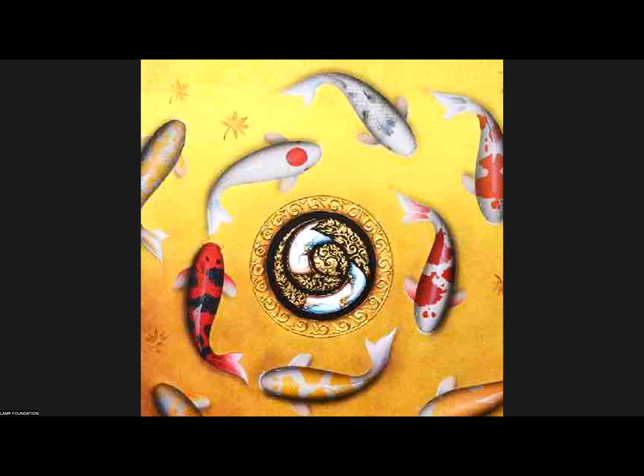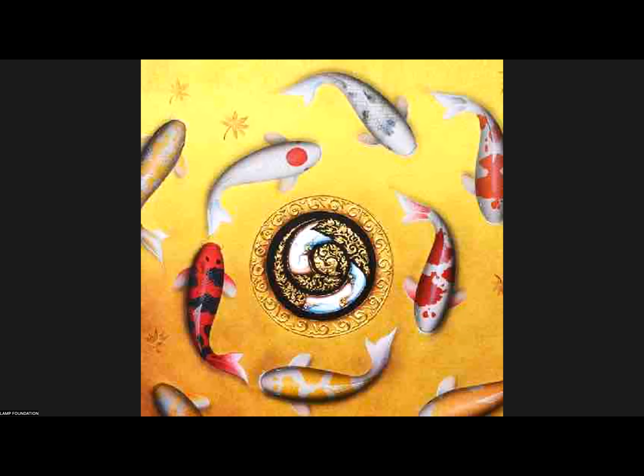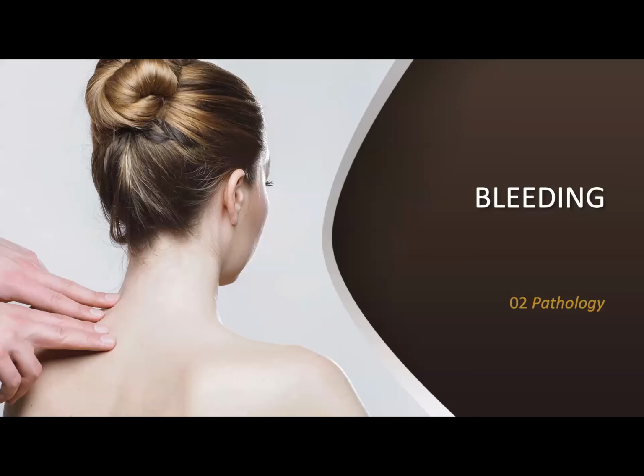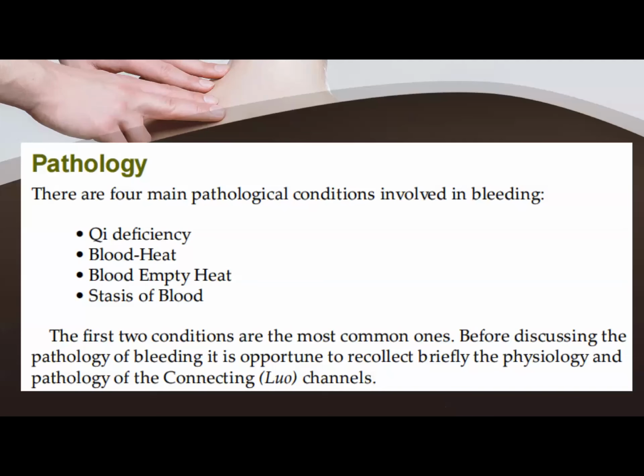We now go to the last presentation. It's about bleeding. We shall continue our discussion. Now we go to pathology of bleeding. There are four main pathological conditions involved in bleeding: Qi deficiency, blood heat, blood empty heat, stasis of blood. Qi deficiency and blood heat are the two most common ones.